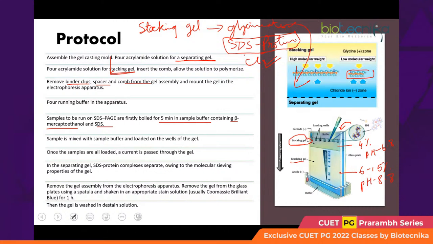Then, in the resolving gel or the separating gel, the SDS-protein complex will be left alone to move on its own and to get separated according to the fragment size.